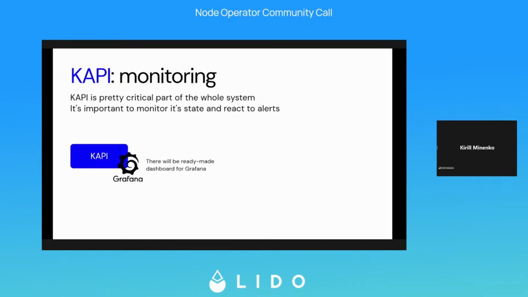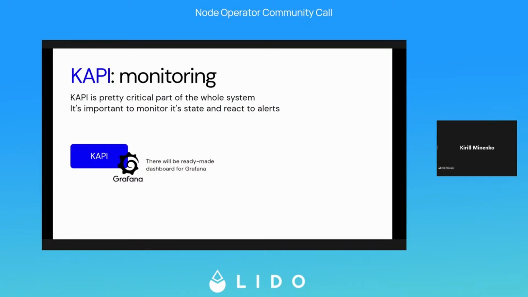And monitoring is crucial for KAPI. It's not good if KAPI suddenly stops receiving new state from Ethereum, because obviously it will stop other services connected to it. Therefore, it's a pretty crucial part of the whole system, and the right monitoring is necessary. Good news, there are Grafana dashboards carefully handcrafted for you in the GitHub repo, and you can take them, use them, and improve them if you like.